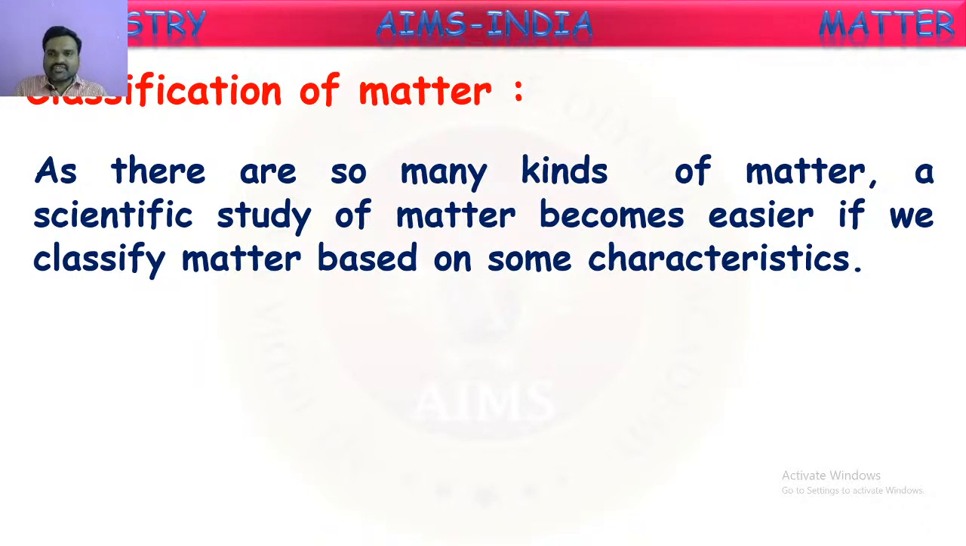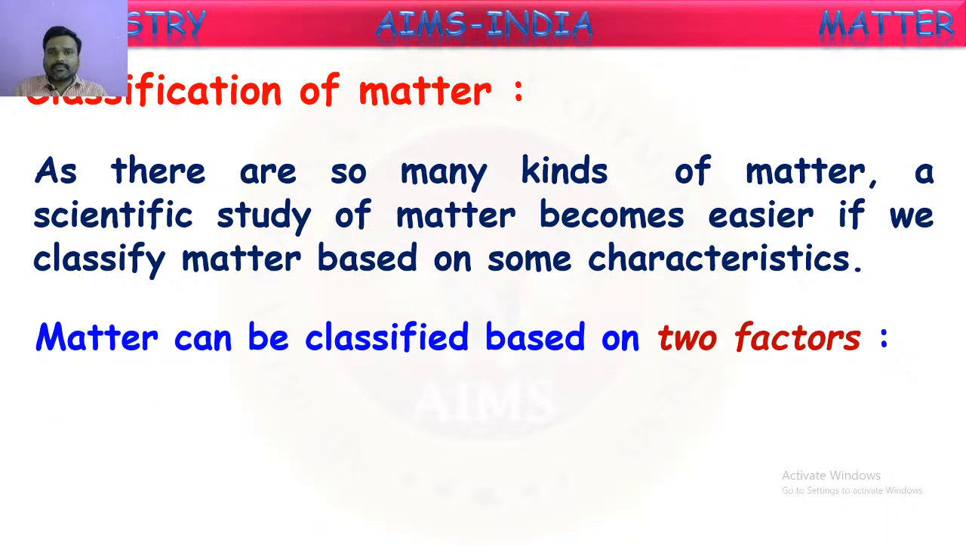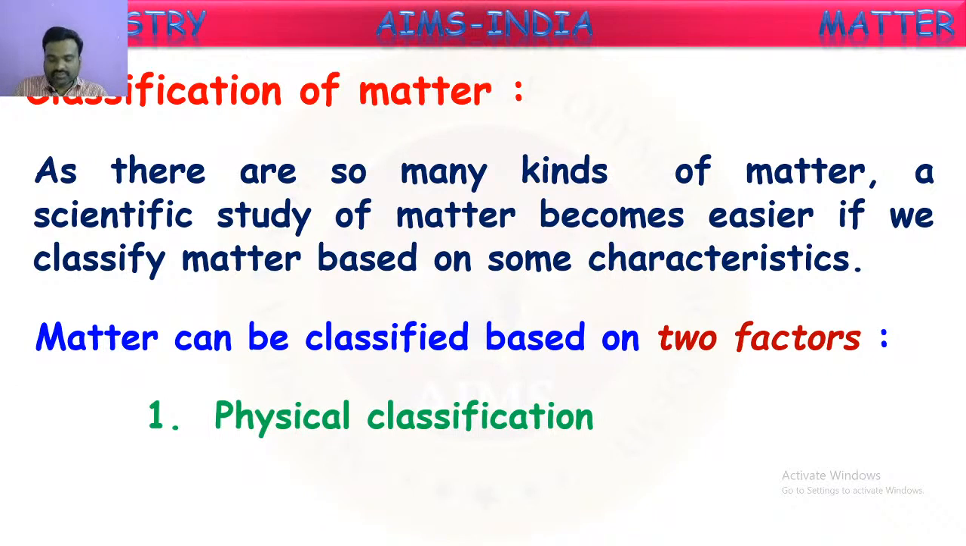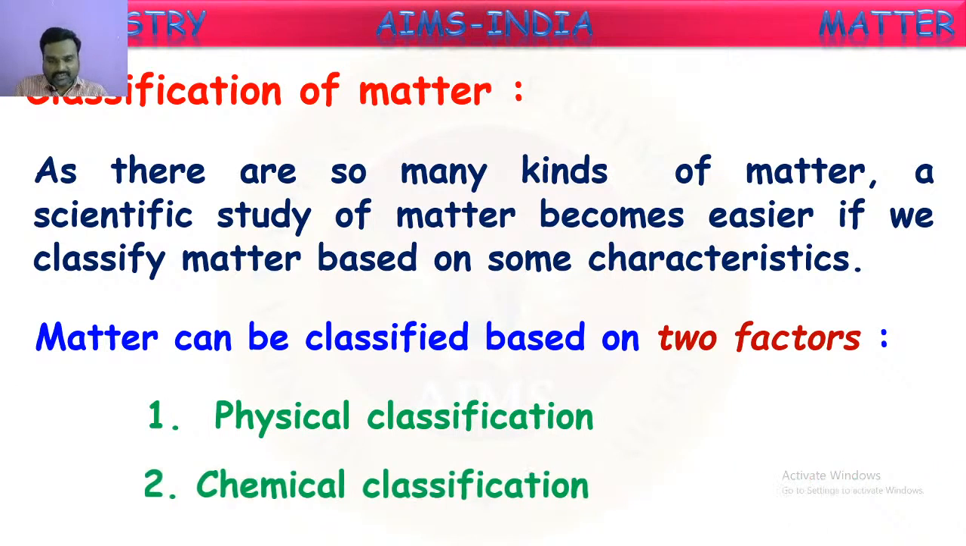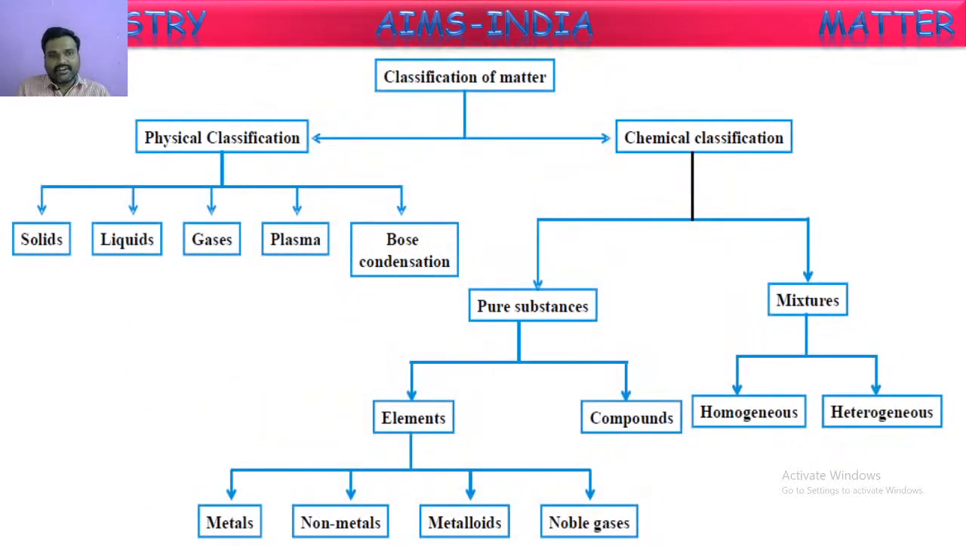As there are so many kinds of matter, a scientific study of matter becomes easier if we classify matter based upon certain characteristics. So based upon these factors, matter can be classified based on two factors. One is physical classification and the second one is chemical classification. Based on these two factors, matter can be classified into different categories. Let us see this complete flow chart for this classification. Here it is given, the classification of matter.